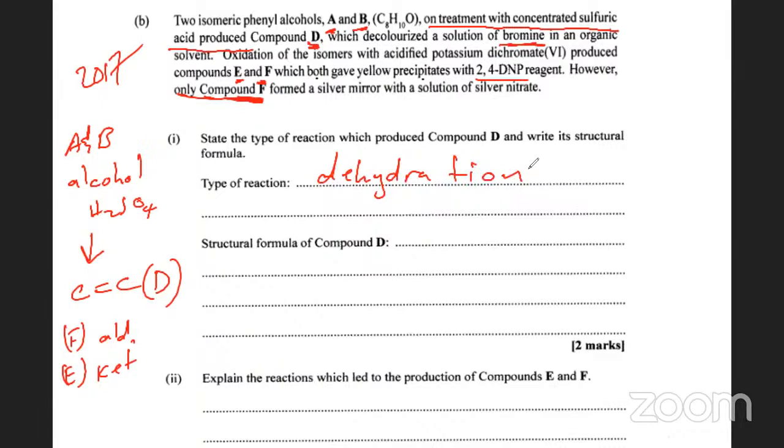Draw the structural formula of compound D. All right, that's okay, like 8 carbons. It's a phenyl alcohol, which means that 6 carbons are in the ring. All right, so that's C6. And it's a phenyl alcohol, so we have 2 additional carbons, all right? Now, one of them must be primary and one must be secondary. So it says, draw the structural formula of compound D. Well, you can draw any of the isomers. Two isomeric phenyl alcohols.